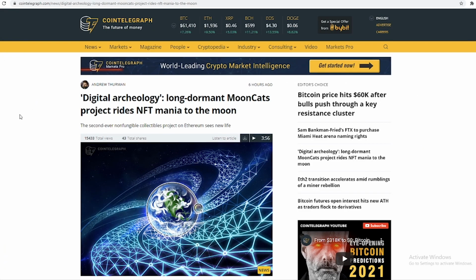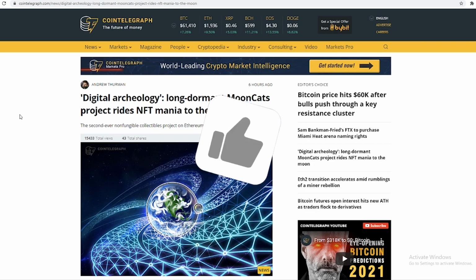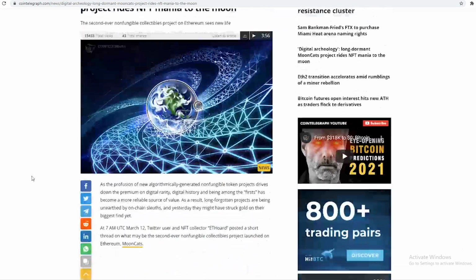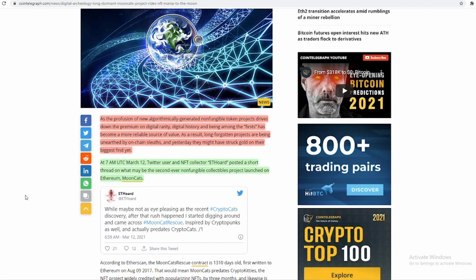We've got digital archaeology. Long dormant MoonCats project rides NFT mania to the moon. The second ever non-fungible collectibles project on Ethereum sees new life, as the profusion of new algorithmically generated non-fungible token projects drives down the premium on digital rarity. Digital history and being among the firsts has become a more reliable source of value. As a result, long forgotten projects are being unearthed by on-chain sleuths, and yesterday they might have struck gold on their biggest find yet.